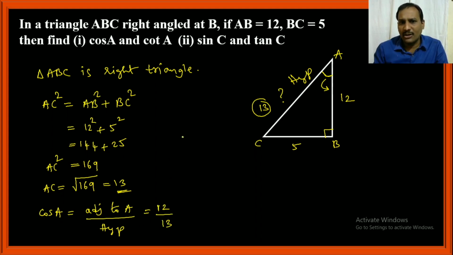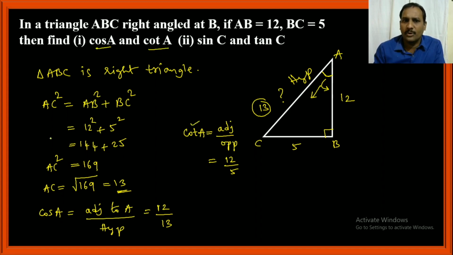Then what about cot A? Cot A is adjacent by opposite. What is the adjacent side here? That is 12. By what is the opposite to A? Opposite to A is BC. That is 5. So now what we have to find? Cos A and cot A. So we are done with the first problem. Cos A is over and cot A is over.